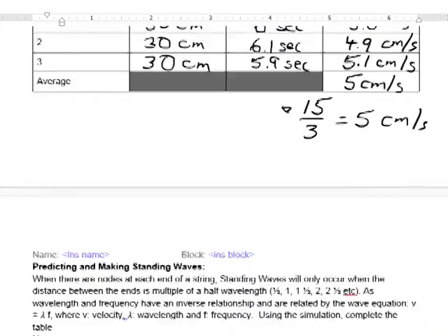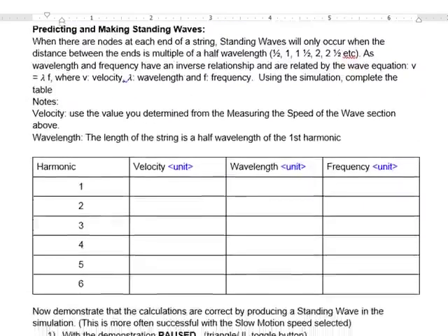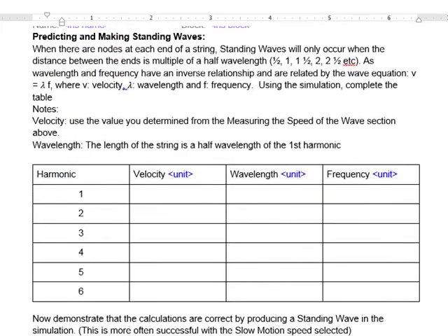What are we going to do with that? We're going to make a prediction about our standing waves. So think back to your homework assignment where you had the two kids jump roping and you were figuring out wavelength and frequency data from that. So we calculated our velocity in the above step as being 5.0, and I'll change this unit out, centimeters per second.